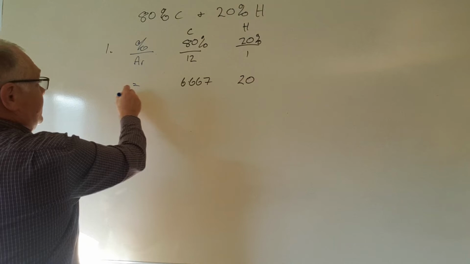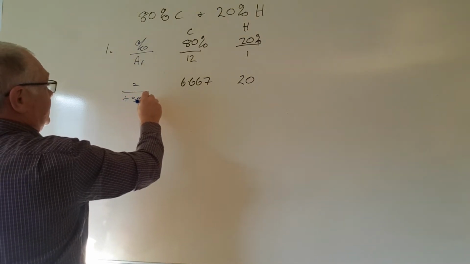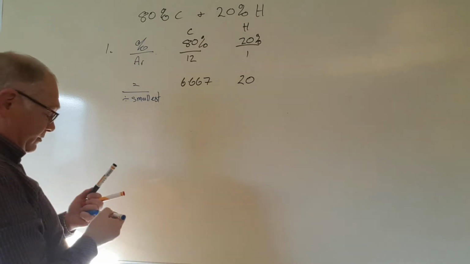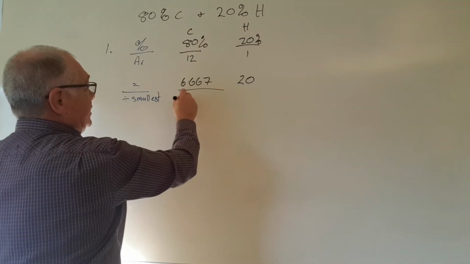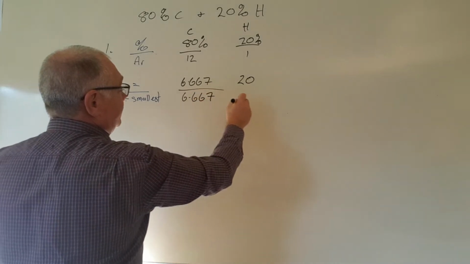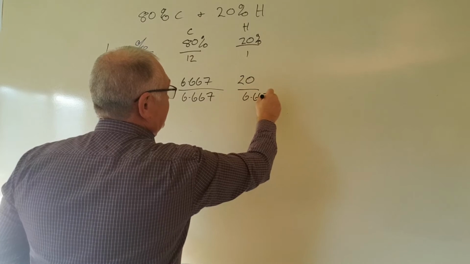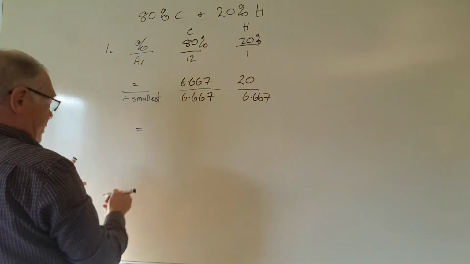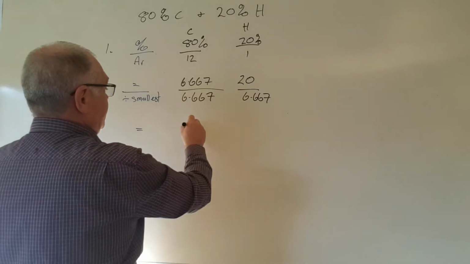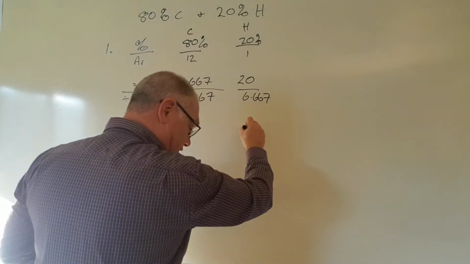What we do then is divide by the smallest product. So the smallest product is obviously the 6.667, and we divide that by 6.667 as well, and we work out the product of that. So that ratio is 1 and this ratio is 3.